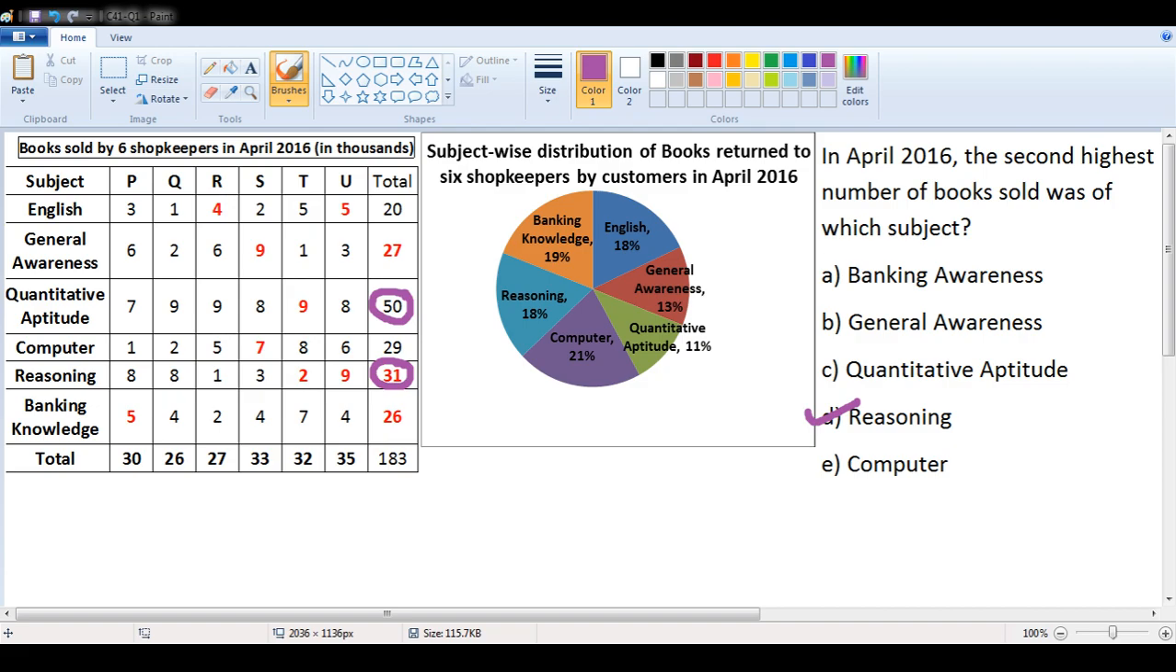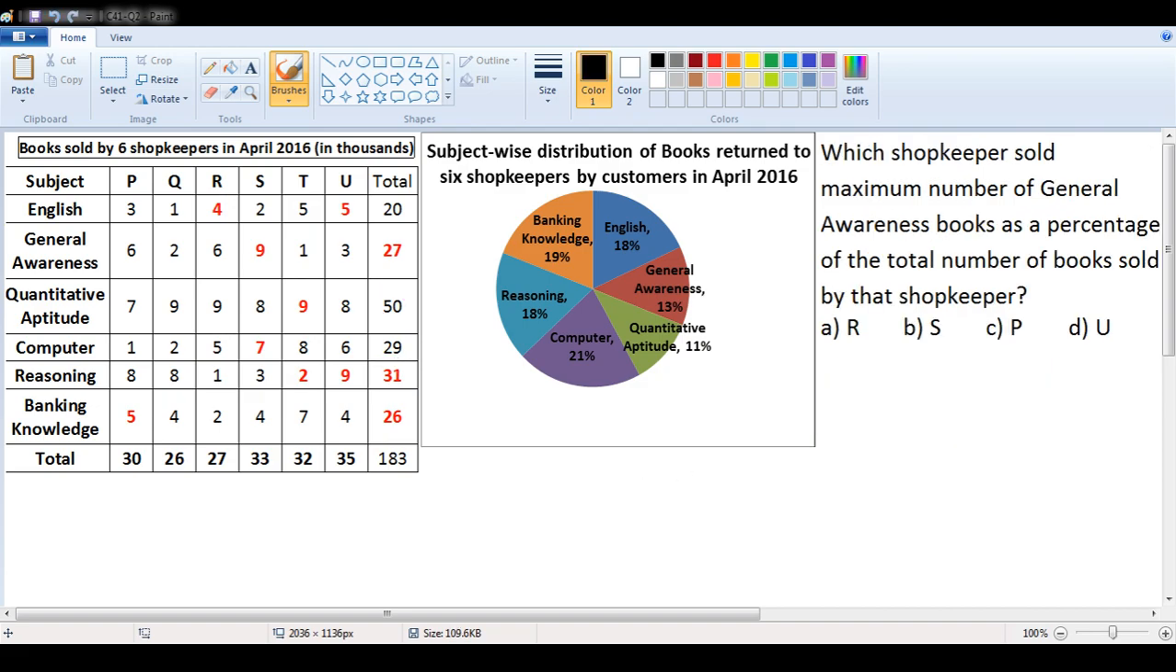Your second question says, see here, second question is, which shopkeeper sold maximum number of general awareness books as a percentage of total number of books sold by that shopkeeper? Now there are 4 shopkeepers given in the options. Let us only work with those people. Person R, maximum number of general awareness books as a percentage of total number of books sold by the shopkeeper.